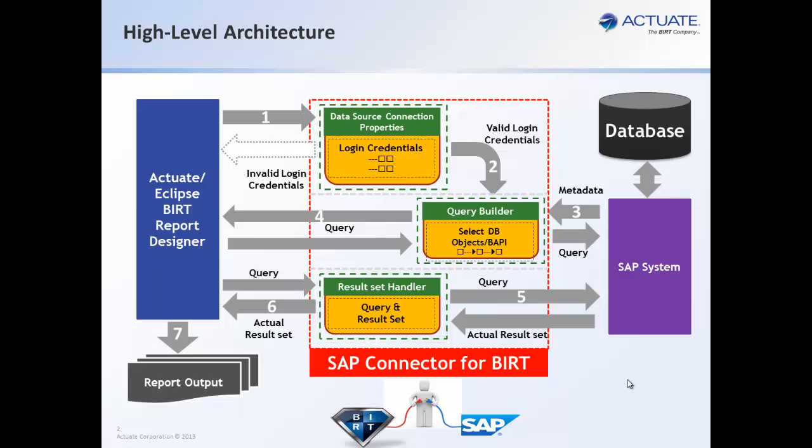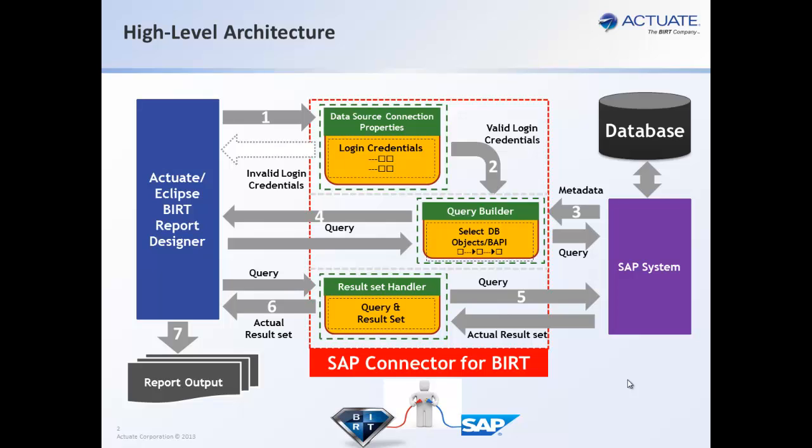And the SAP system will then in return send a query and the result set handle. This is returned back to the Actuate report designer or to the BIRT engine on the server, which is then used for generating the report output. So that is how the SAP connector works at a high level.